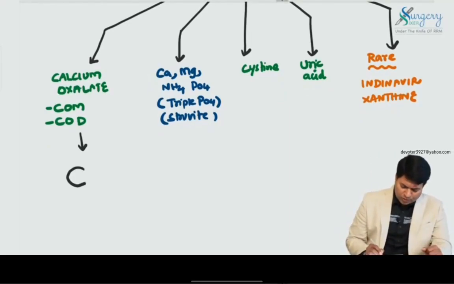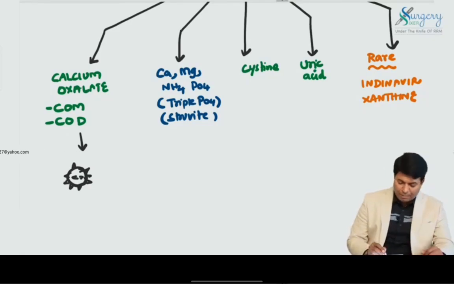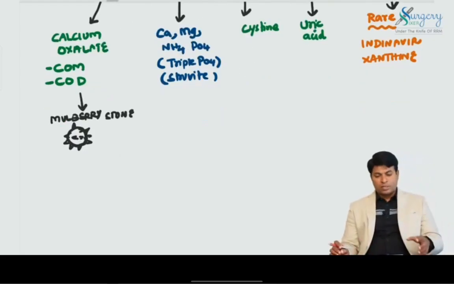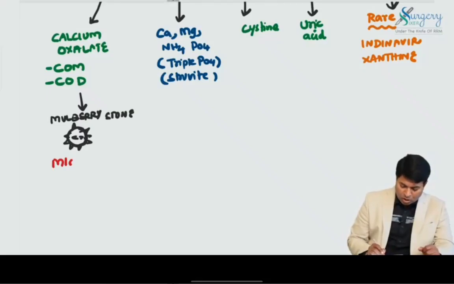Calcium oxalate stones will look like this. They will have multiple prickles like this. What does it look like? It looks like a mulberry. Therefore, it is also known as mulberry stone. Calcium oxalate stone is also known as mulberry stone, and this is the most common type of stone overall.